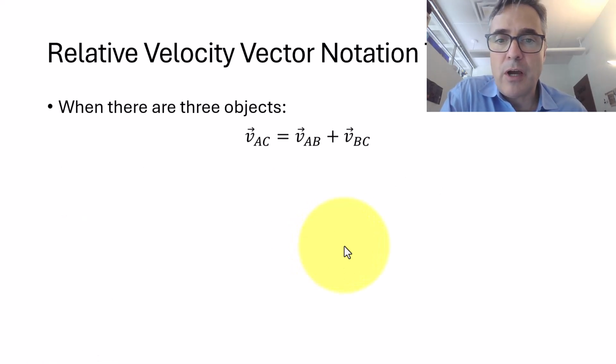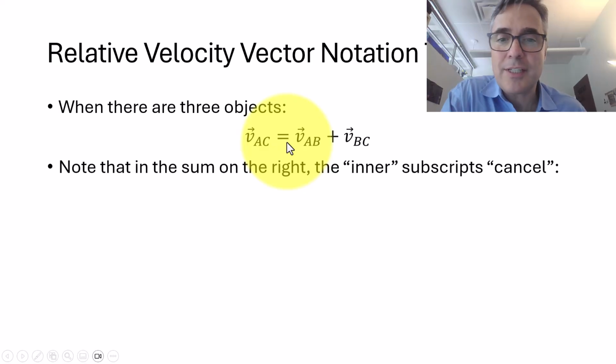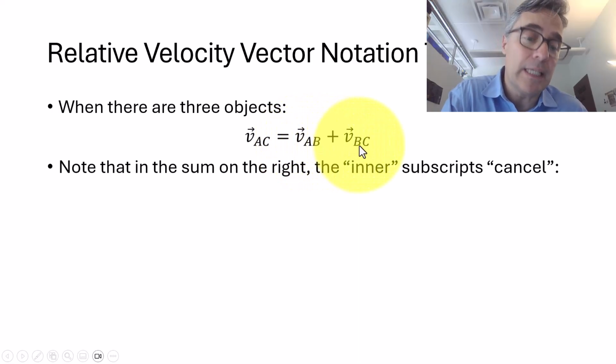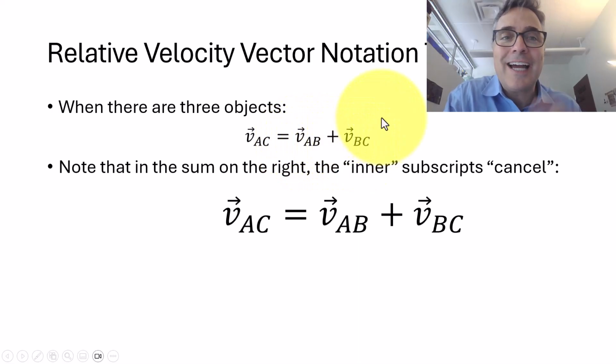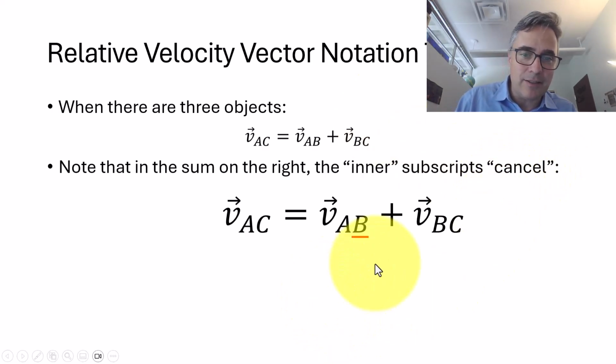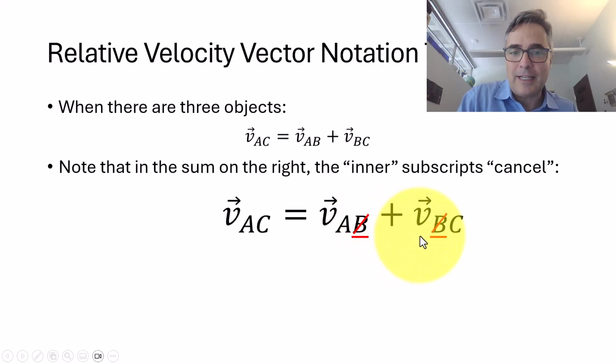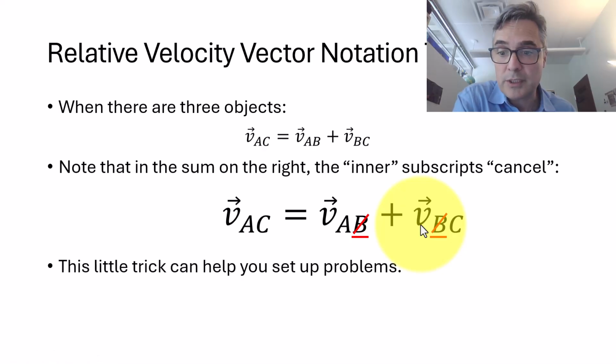Okay, so when there's three objects, then you have this really interesting setup here, which is that VAC equals VAB plus VBC. And the way I remember it in my own brain is that these inner subscripts on the sum, the B and the B there, kind of cancel each other out, and then they leave the AC. It's just a way of me remembering, but it works a lot. This little trick can help you set up the problem so you don't get confused.